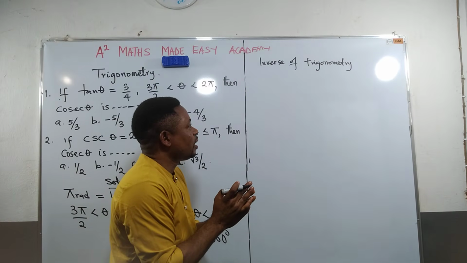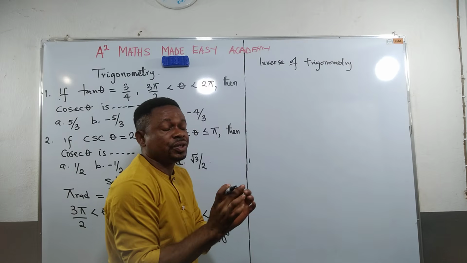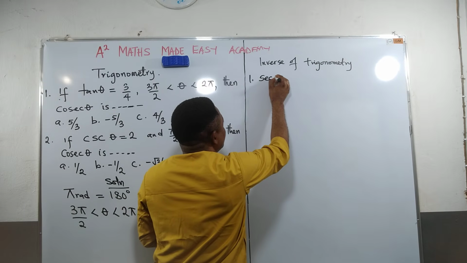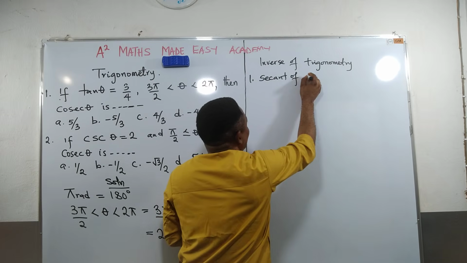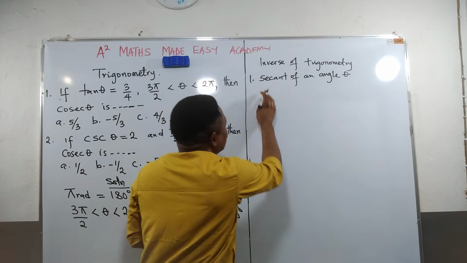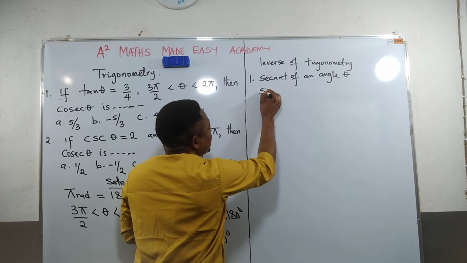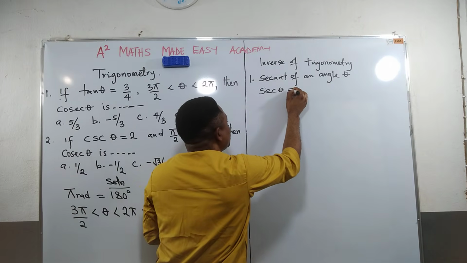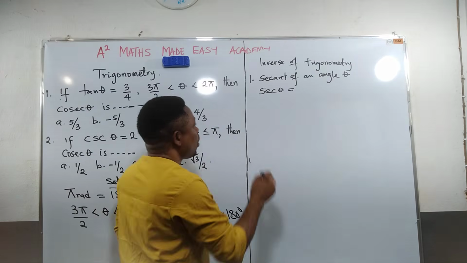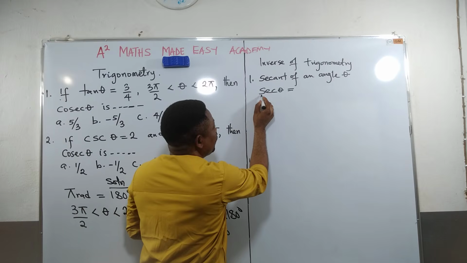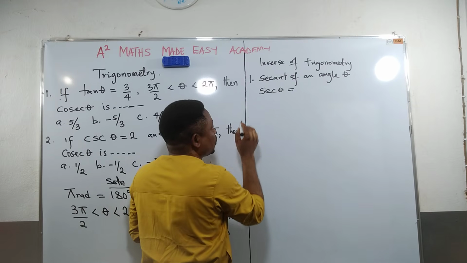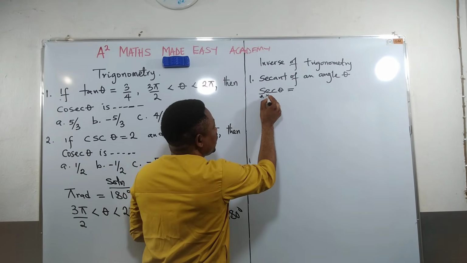Now what is the inverse of trigonometry talking about? There are 3 basic branches of inverse of trigonometry. The first one I want you to consider is this. Whenever they give you something like this, we call it secant of an angle theta, which can be abbreviated as sec theta. What does sec theta imply whenever you are given a problem to solve? It's an inverse. The first thing you are going to do is to delete the first 2 letters. The third letter determines what you are looking for.